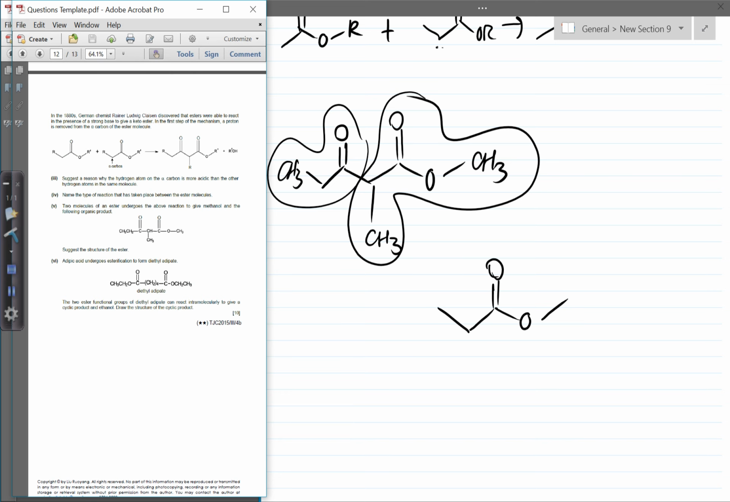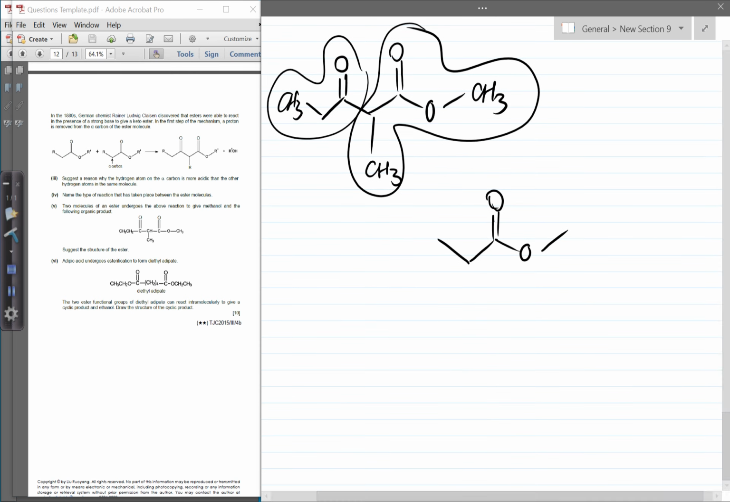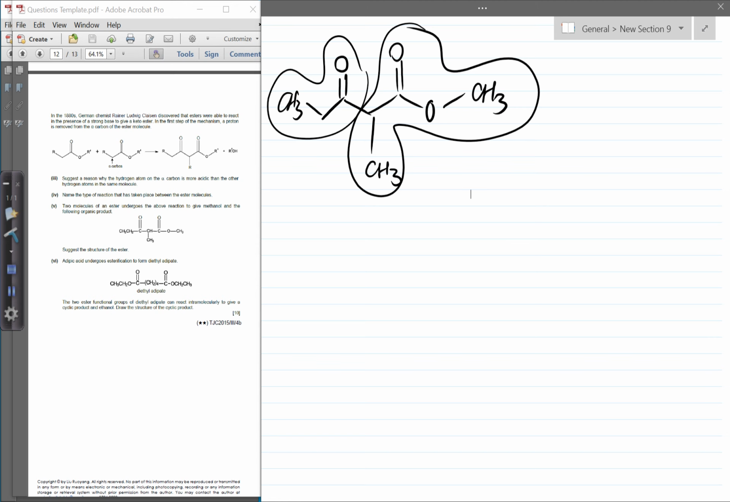Right? And just to prove my point that they can test you on reactions you have not learned before, if you look at the last one, right? Adipic acid undergoes esterification to form the following. The 2 ester groups can react intramolecularly to give a cyclic product, an ethanol. And they ask you to draw the structure of the cyclic product, right? Certainly you have never learned 2 esters reacting together intramolecularly before, right? But for this case, more or less, there's only one product, right? And they already told you that it's a cyclic product, right?